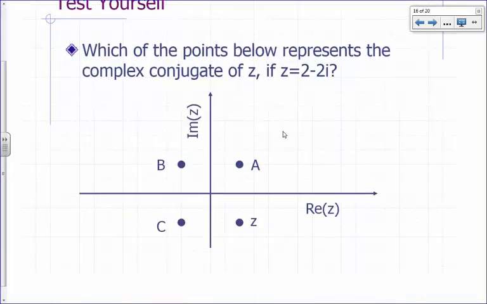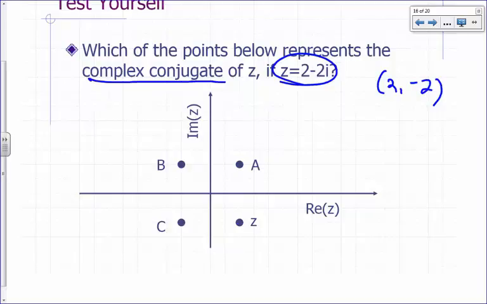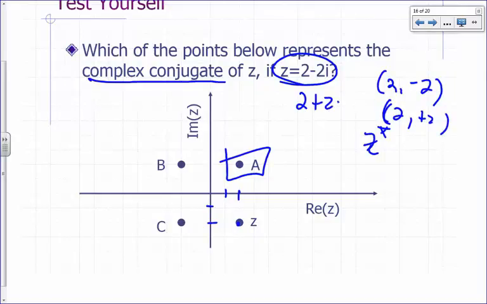Okay, so which of the points represents the complex conjugate of z if z is 2 minus 2i? Where is 2 minus 2i? That's 2 and negative 2. So here's z right here, right? That's 2, 1, 2, negative 1, negative 2. That's your z. Where is z star? Point A. It's going to be 2, positive 2, right? It's going to be 2 plus 2i.